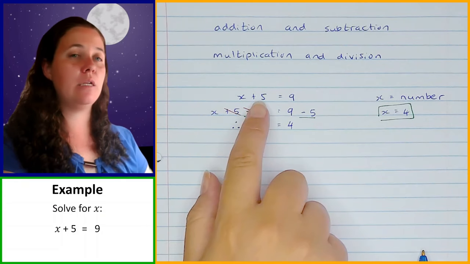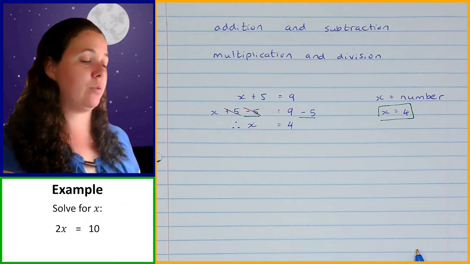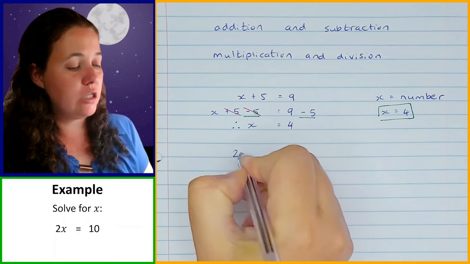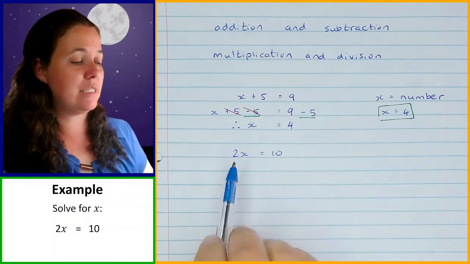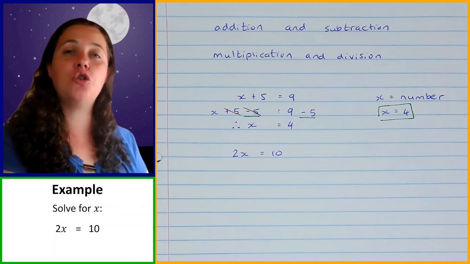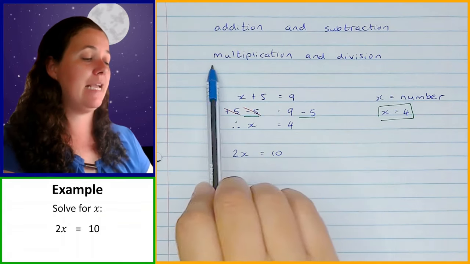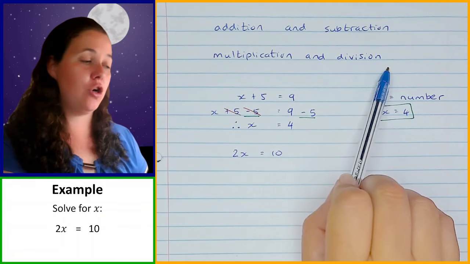This one used addition and subtraction that we were working with. What happens if we have an example like this, where we've got 2x equals 10? In this case, there's no addition or subtraction. 2x, remember, means 2 multiplied by x, or 2 times x. Multiplication and division are inverse operations.